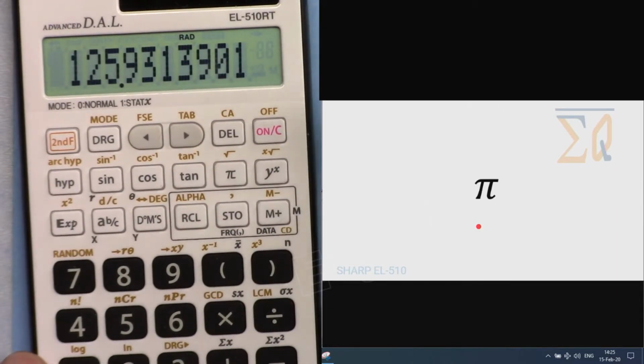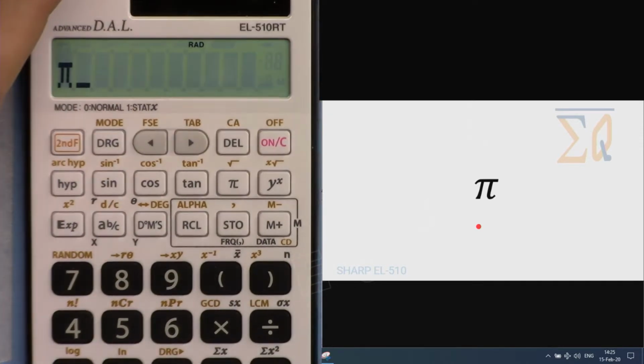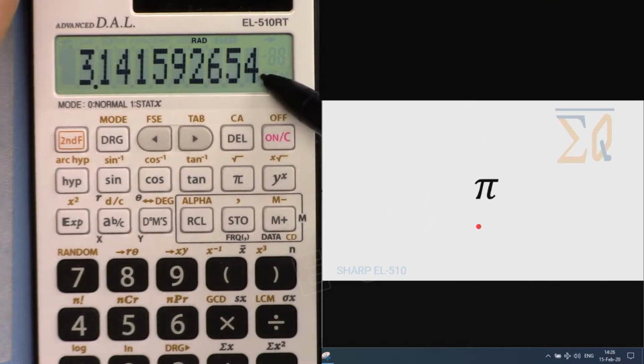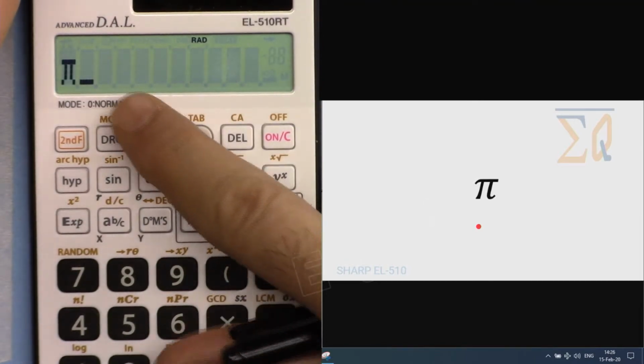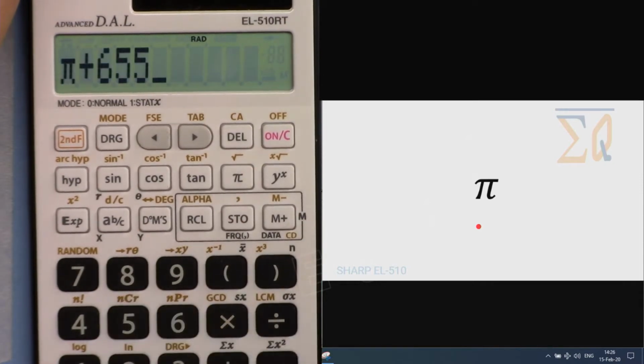If you want to use or display pi, just press it and press equal sign, it will give you the value, but I can go back. Once you enter pi, you can do some calculation with it.